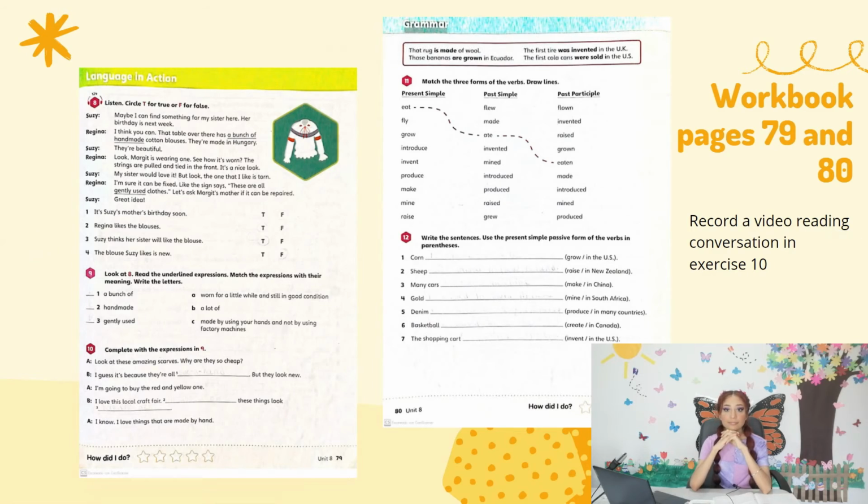Book, page 79. Activity 8. Listen. Circle T for true or F for false.